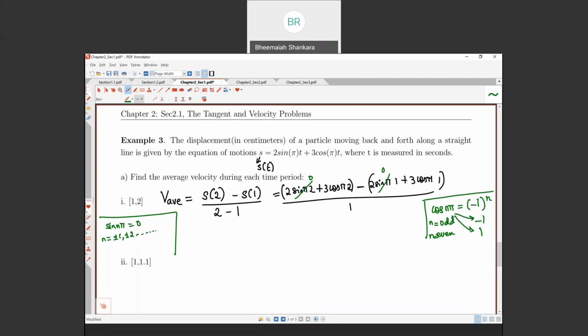So here you have cosine 2 pi and cosine pi. Cosine 2 pi is going to give you positive 1, whereas cosine pi is going to give you a negative 1. So simplify, you have 3 negative of negative 3 divided by 1, it's 6, and the unit will be centimeter per second square. This is given in the problem.